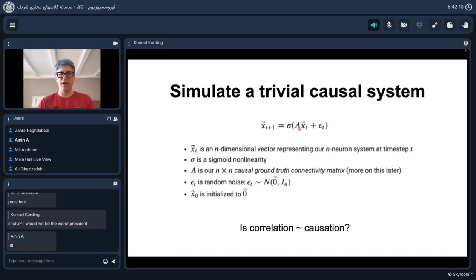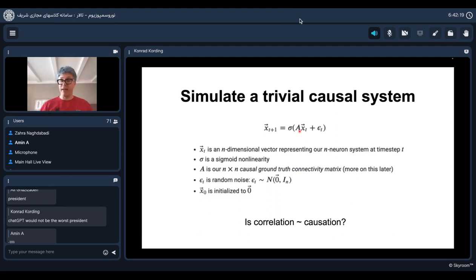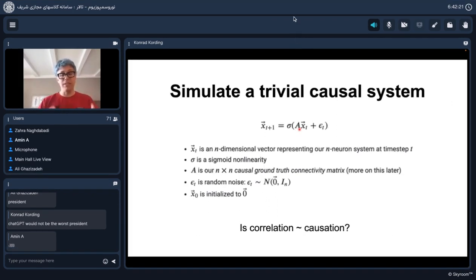One way of thinking about this is that x_t could be the activity of all the neurons in a brain. It could be any other dynamical system, no? And this is just an intuition builder. Now, sigma is a sigmoid nonlinearity. It doesn't really matter. The results look very, very similar if you take it out. A is the n by n causal ground truth matrix. We draw it sparsely. Epsilon_t is noise. We initialize at 0.